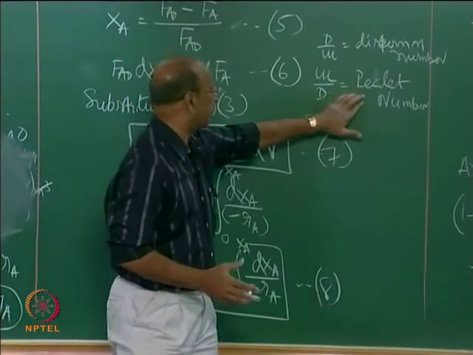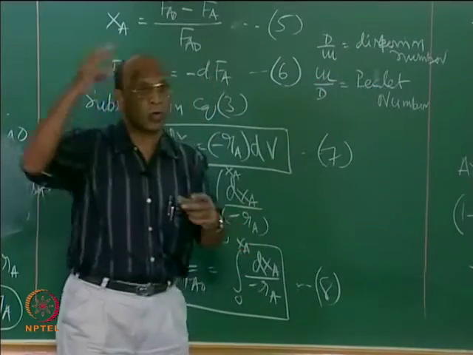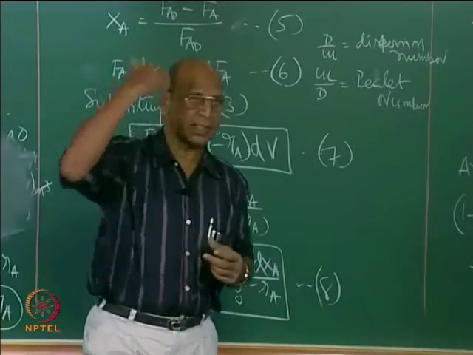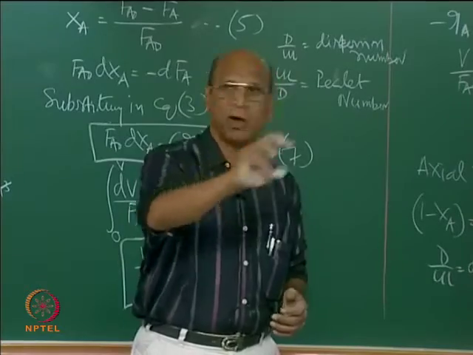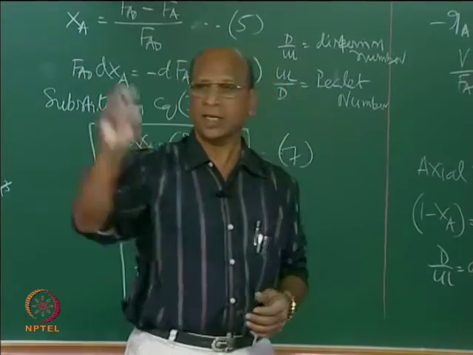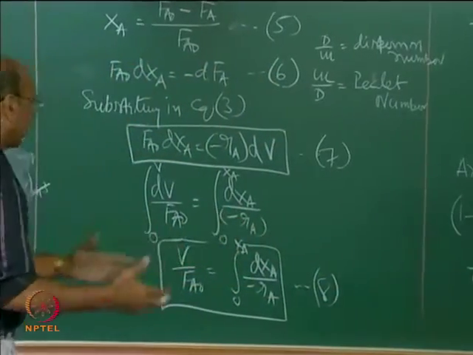As I told you, high-end people use this particular number, low-end people like me use the dispersion number, because I don't want to use another subroutine inside my mind. Dispersion number is straightforward: D by UL, D is 0, plug flow, D equal to infinity, mixed flow. That is what I am trying to explain to you.